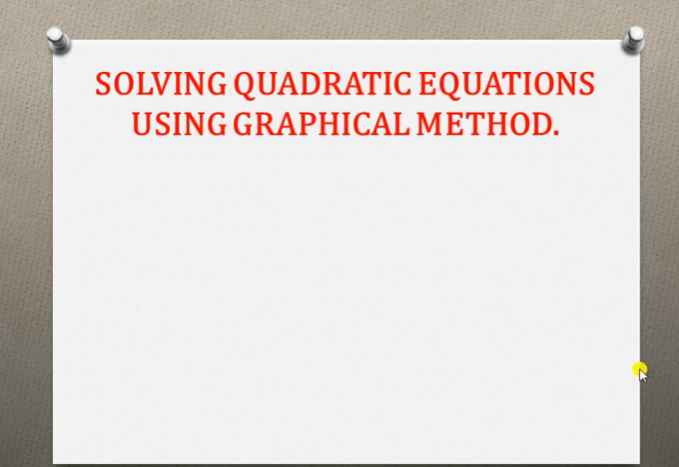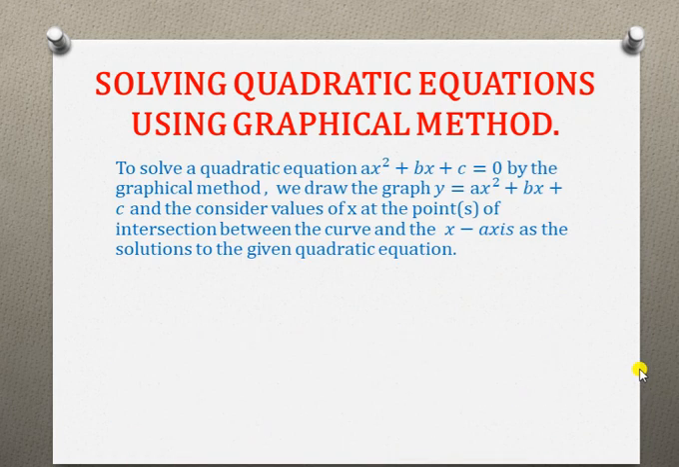Now, let's look at the use of the graphical method for solving quadratic equations. What do we have to know? Now, to solve a quadratic equation ax squared plus bx plus c equals to 0 by the graphical method, we simply draw a graph of y equals to ax squared plus bx plus c.